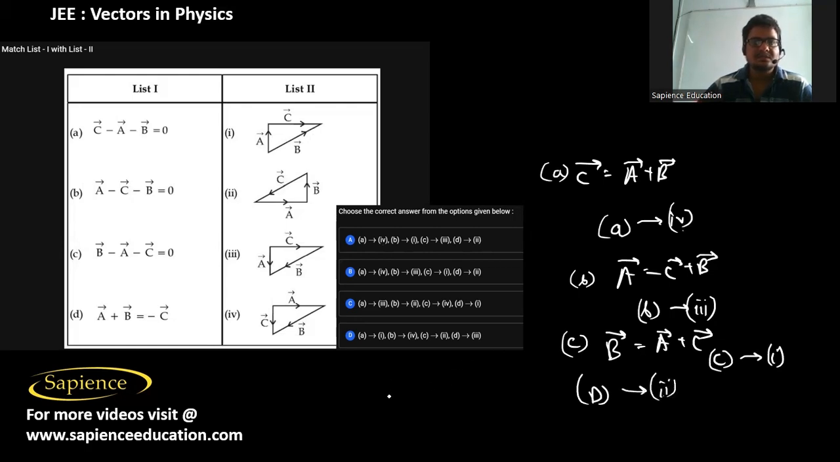Since D is A plus B equal to minus C, it means that A plus B plus C should be equal to 0. So all three vectors should be in the same order, A plus B plus C equal to 0. So D will match with 2. So it means A4, B3, C1 and D2. So option B is the correct answer.